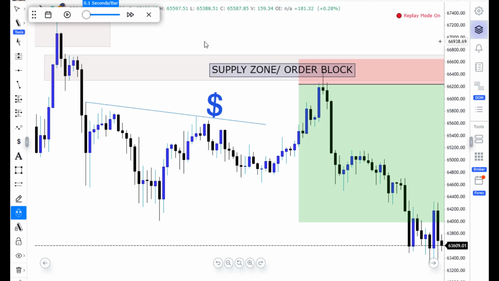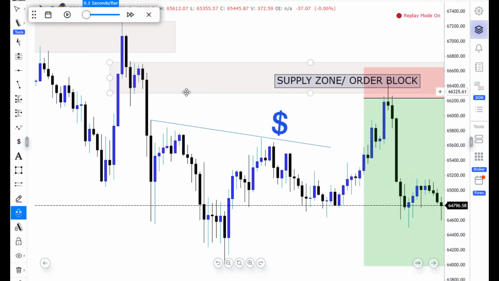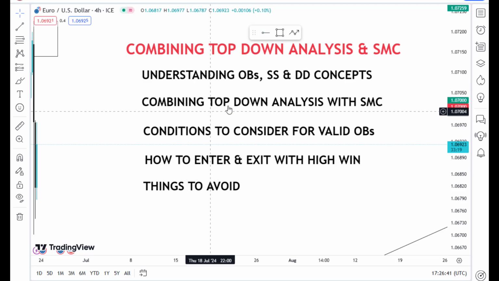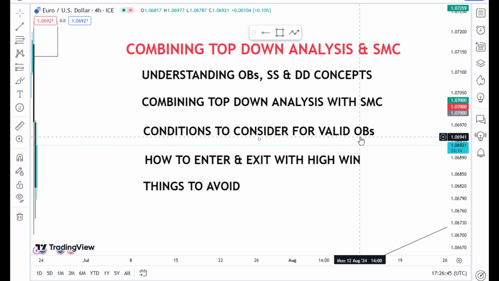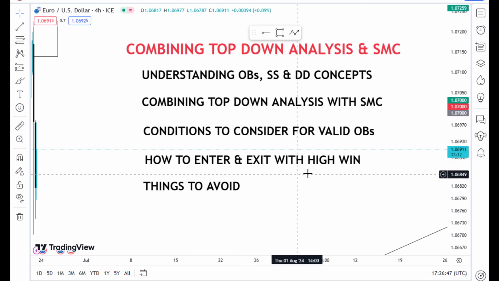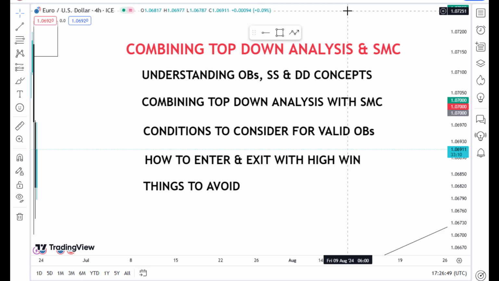But we are going advanced now, guys. This is not the only thing we have to consider. I'm going to share with you the conditions to consider when taking a trade based on this concept. That's why I say we are going to show you how to combine top-down analysis, conditions to consider for a valid order block, and then how to actually enter or exit our trade. So we will be specific here.